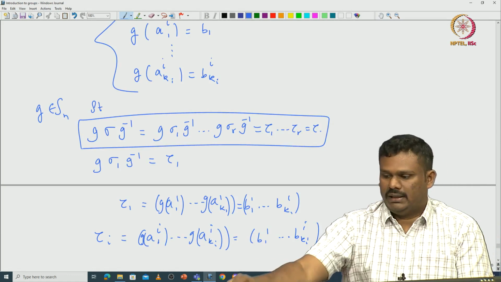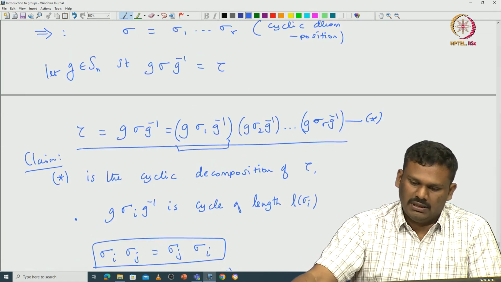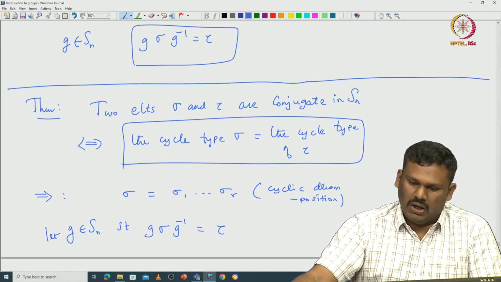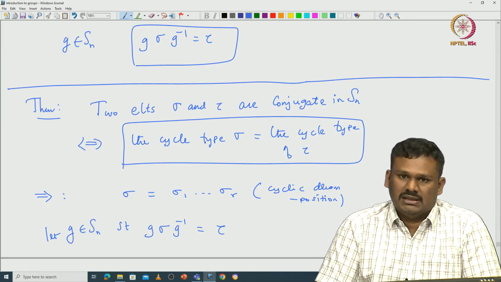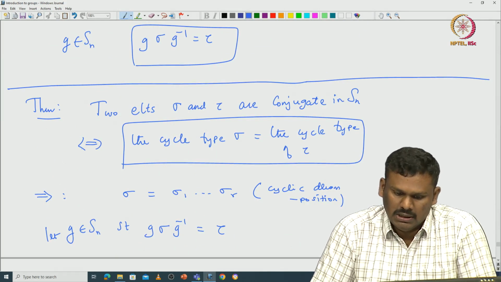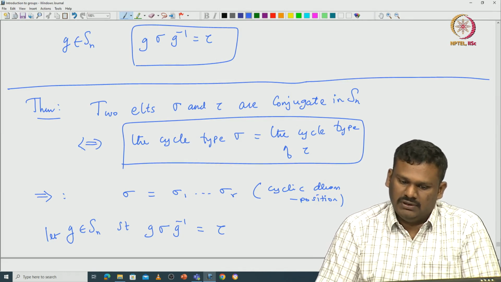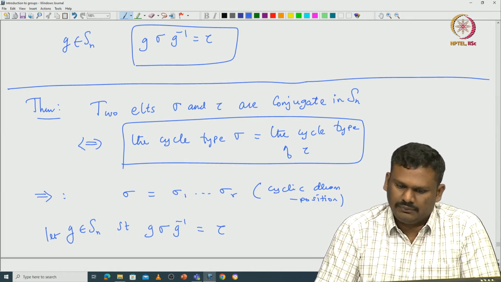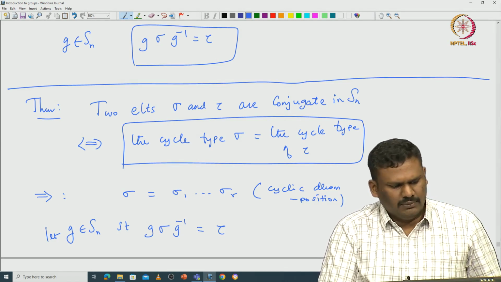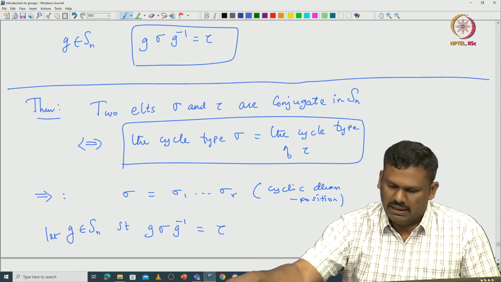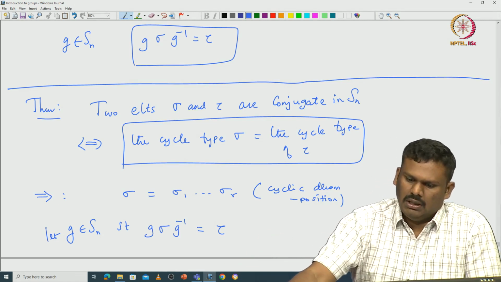Okay. So, this proves that if you take sigma and tau, which are elements of Sn, and they are conjugate, then the cycle type of sigma must be the same as the cycle type of tau. So that actually gives a characterization of the conjugacy of the elements of Sn. This is a very important result. From this you can conclude many interesting facts about the conjugacy classes of Sn.